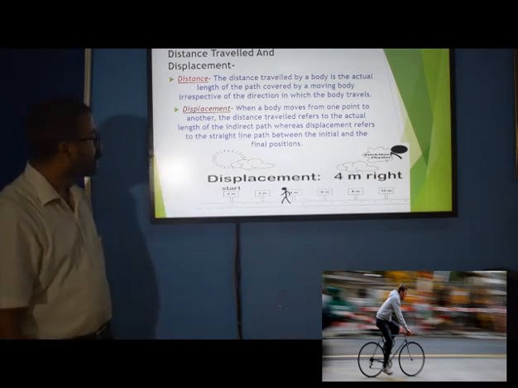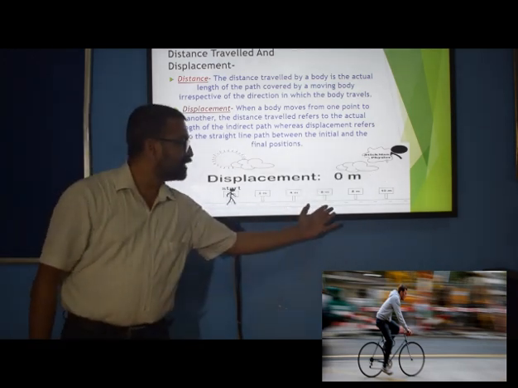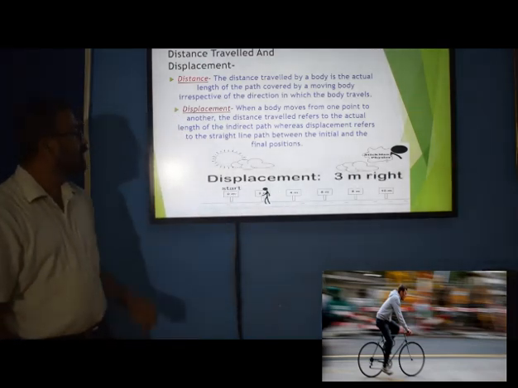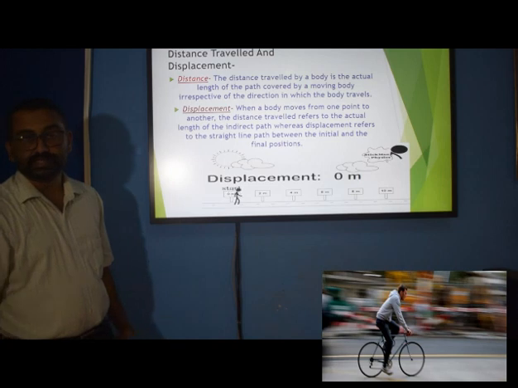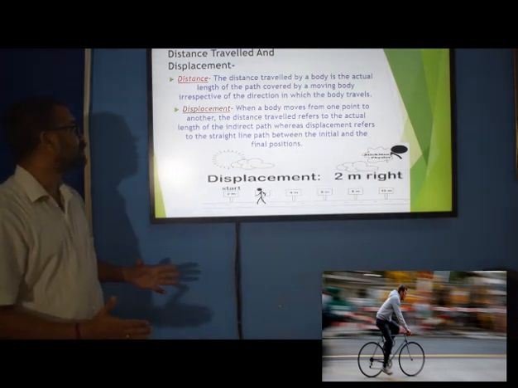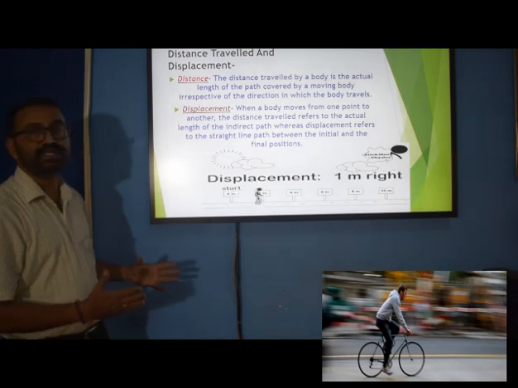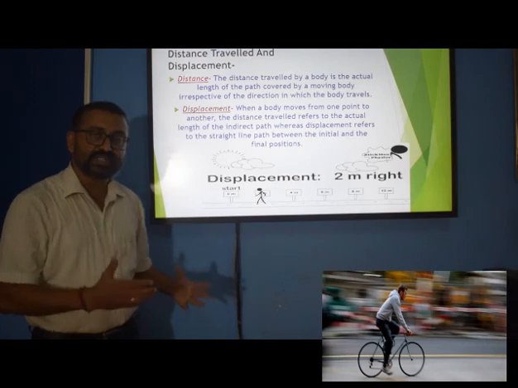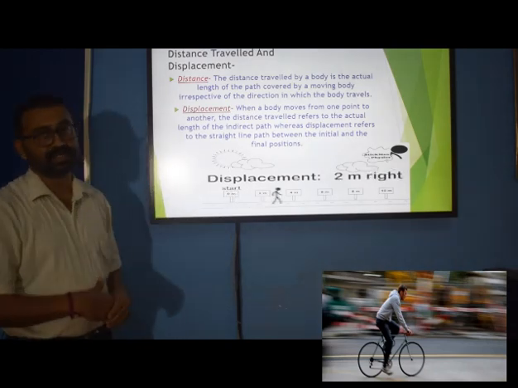See this one. He is traveling 6 meters to the right, coming back again 4 meters. Now in total he is traveling some 10 meters. But what is his resultant displacement? That is only 2 meters to the right. So there is a confusing term. What is distance and what is displacement?